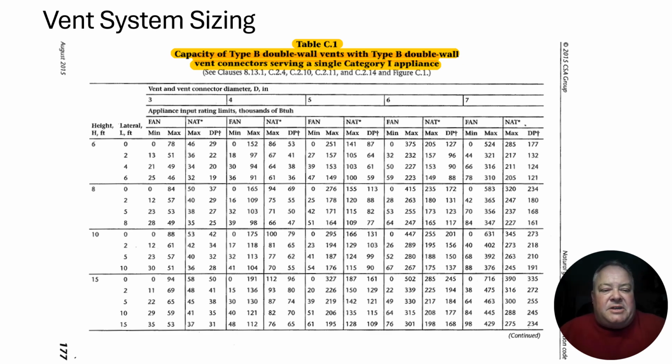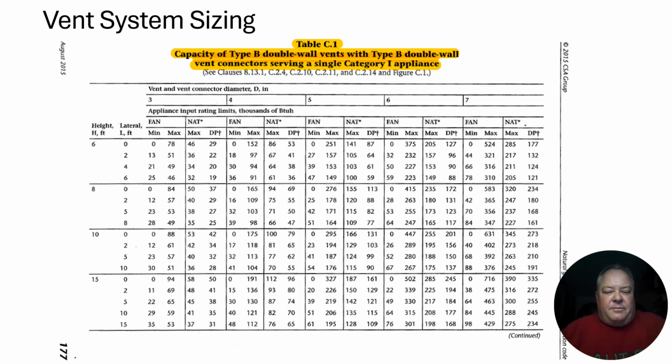Now, you can see the vent heights that we have to choose here are 6 feet, 8 feet, 10 feet, 15 feet. The next table to this, or the one adjacent to it, will have 20 foot, 25 foot, 30 foot, 35 foot, and then I believe it's 40 and might even be up to 50 feet. I can't remember on this particular table.